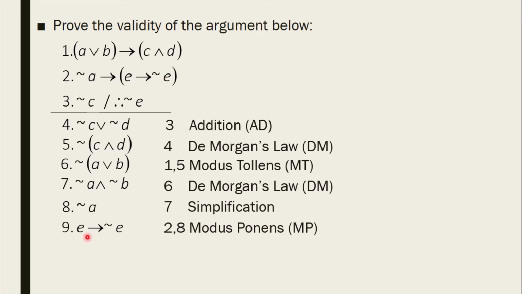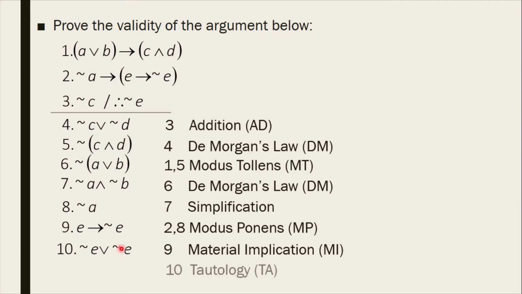And then, since we have a conditional statement, I can change its form into not E or not E using material implication. And take note that if we have a disjunction of the same statement, then it is just equivalent to that statement by using the law of tautology. Now, since we have arrived at our conclusion not E, therefore the whole argument is valid.